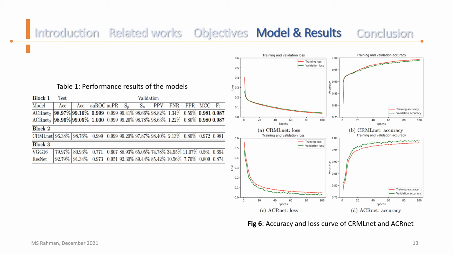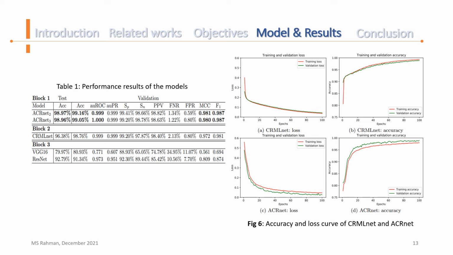We compare our ACRNet model with the CRMLNet model using tenfold cross-validation, where the input data of ACRNet are images and of CRMLNet are trajectory sequences. We also compare ACRNet with two other widely used convolutional neural network based models, that is VGG16 and ResNet. In Table 1, Block 1, we use two different datasets for ACRNet, where ACRNet2 used the image containing two aircraft, while ACRNet3 used the image containing both 2 and 3 aircraft.